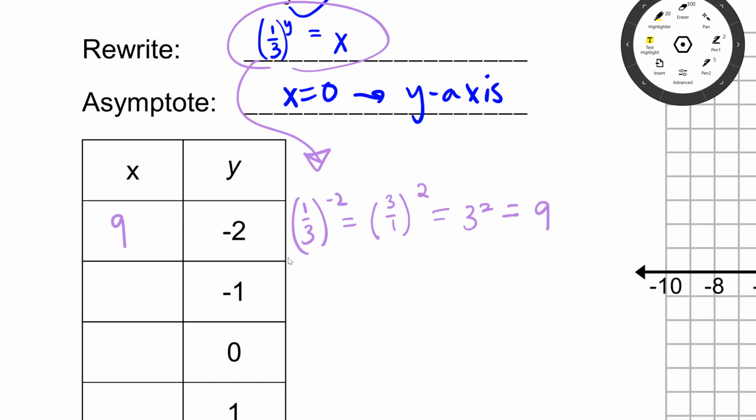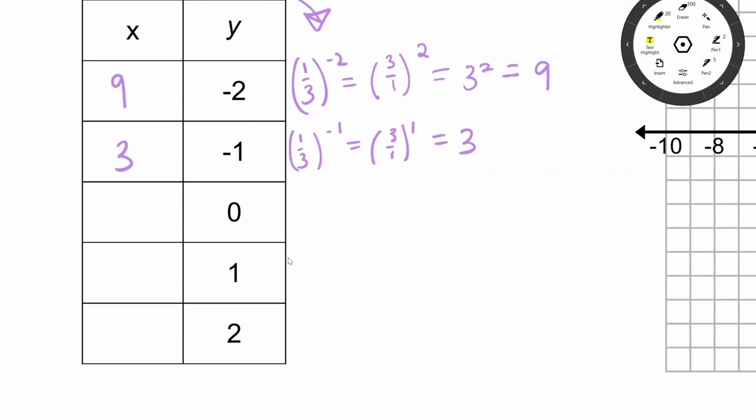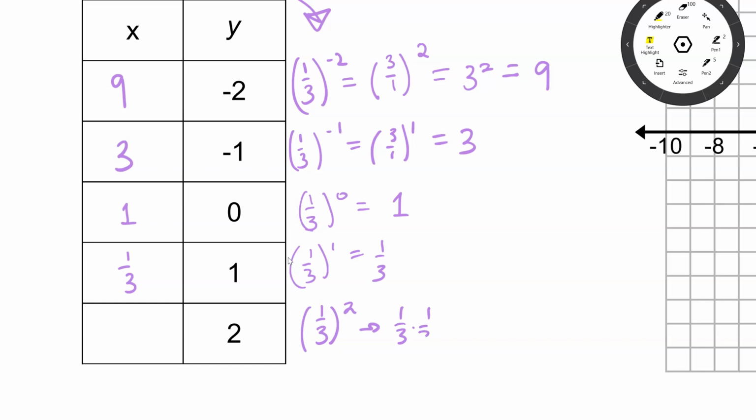All right, let's try it again. So I have 1/3 to the -1. That's just 3 over 1 to the first, which is 3. Go ahead, fill out the rest of this table. I know you can do it. The tricky part is if you have 1/3 squared, it's literally 1/3 times 1/3, or 1 squared over 3 squared. So that's just 1/9.